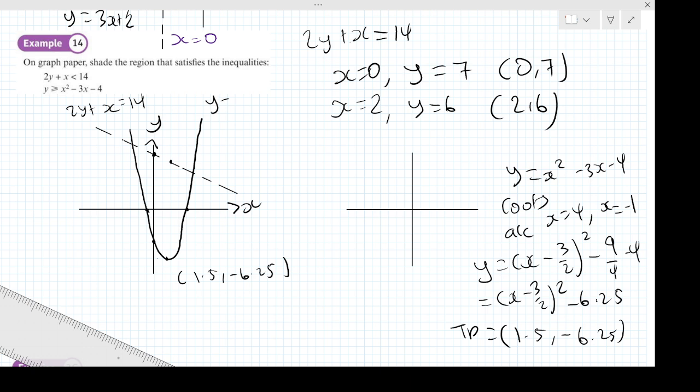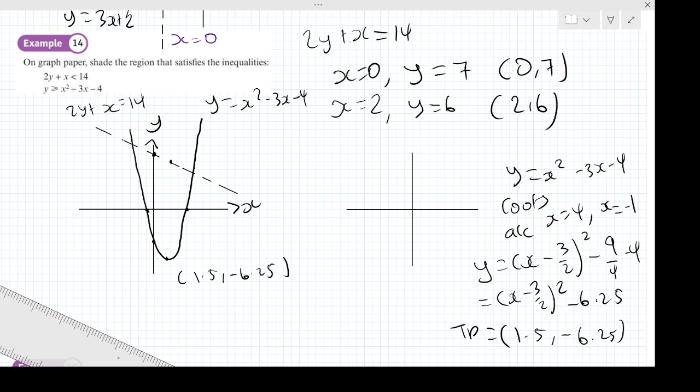So that'll be y equals x squared minus 3x minus 4. Also, make sure you do label it to make it clear what graph you're sketching. We're sketching the actual equation.